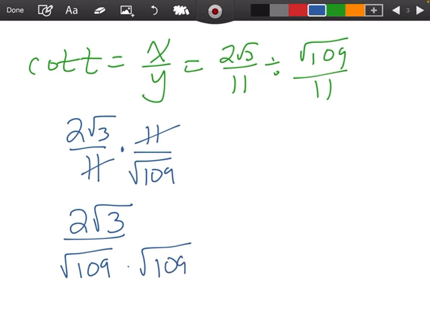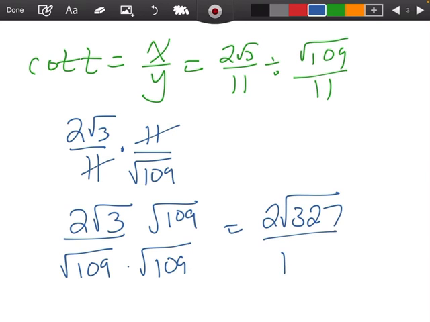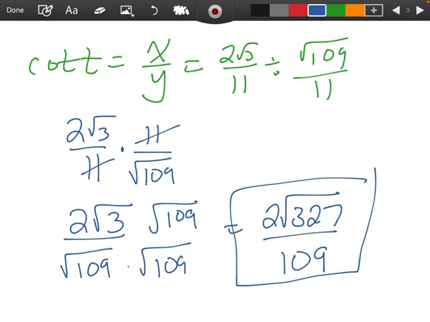So I'll multiply by, again, the square root of 109, same thing on the bottom. So this is going to give me 2 square roots of 327 all over 109. And here is my cotangent.